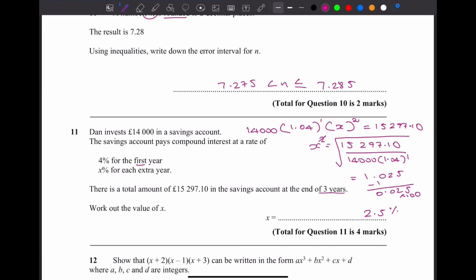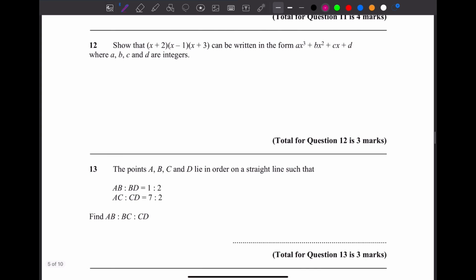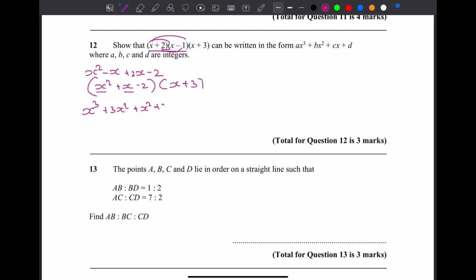The next one. Expanding triple brackets. I would expand these 2 brackets first. Here, x squared minus x. Here, plus 2x minus 2. x squared plus x minus 2, that is x plus 3, multiply by that, x cubed plus 3x squared, multiply that, plus x squared plus 3x, multiply by that, minus 2x minus 6, x cubed plus 4x squared plus x minus 6. Okay, there you go.